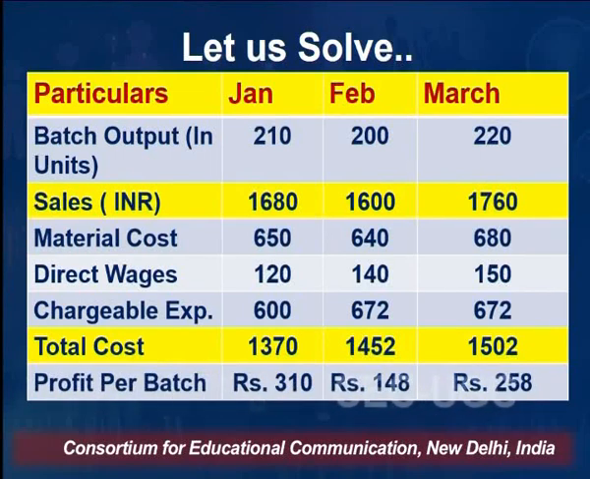And that is why we started our solution with the working note, wherein we learned how to calculate these chargeable expenses. For the month of January, I showed you the calculation. The same process we need to follow for the month of February and March, and that comes to be 672 and again 672. And if you aggregate your cost of material, wages and chargeable expenses, your total cost comes to be 1370, 1452 and 1502.